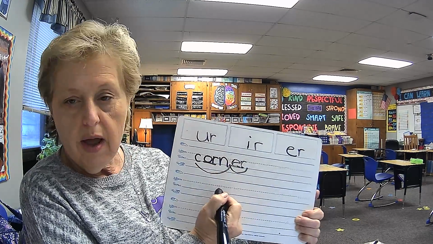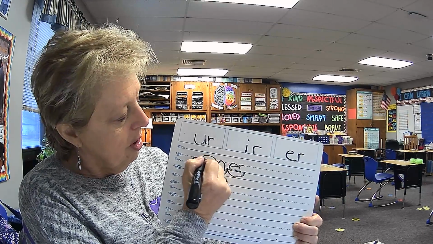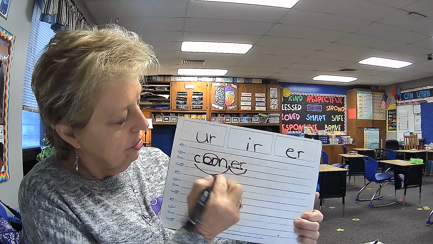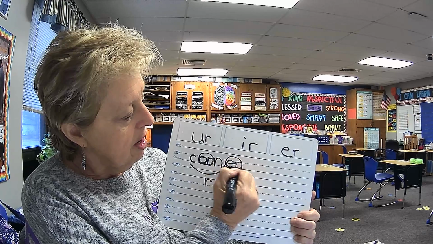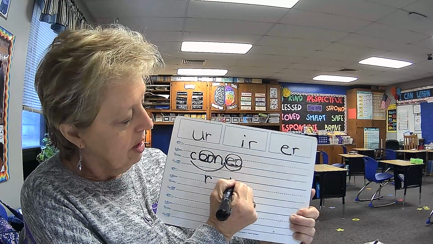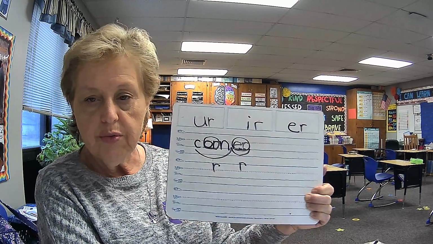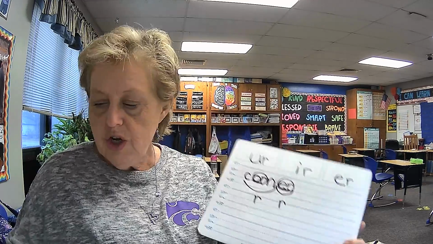And our first syllable, you circle the OR, and it's R controlled. The second syllable, you circle the ER, and it is also R controlled. Show your teacher your work. Good job. Next slide.